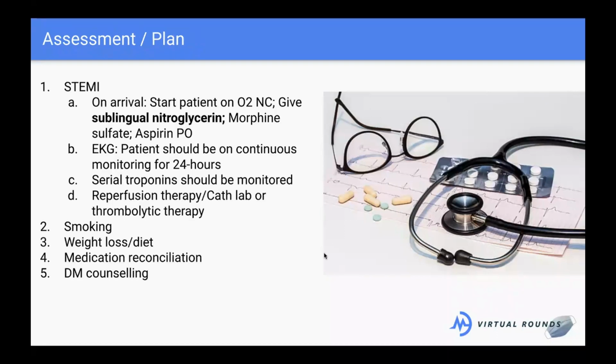So here is our assessment and plan for him. I'm going to give you a hint. One of your quiz questions is asking about this kind of stuff. So if you want to look ahead, I wouldn't fault you for it.